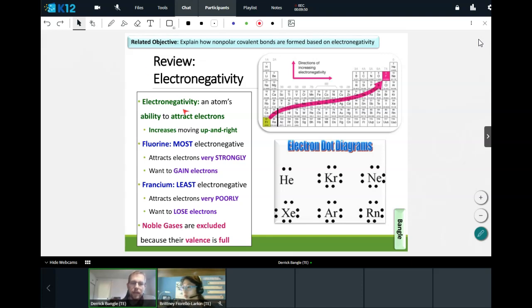So electronegativity, remember, is an atom's ability to attract electrons. So the more electronegative you are, the more greedy you are in terms of wanting more electrons.